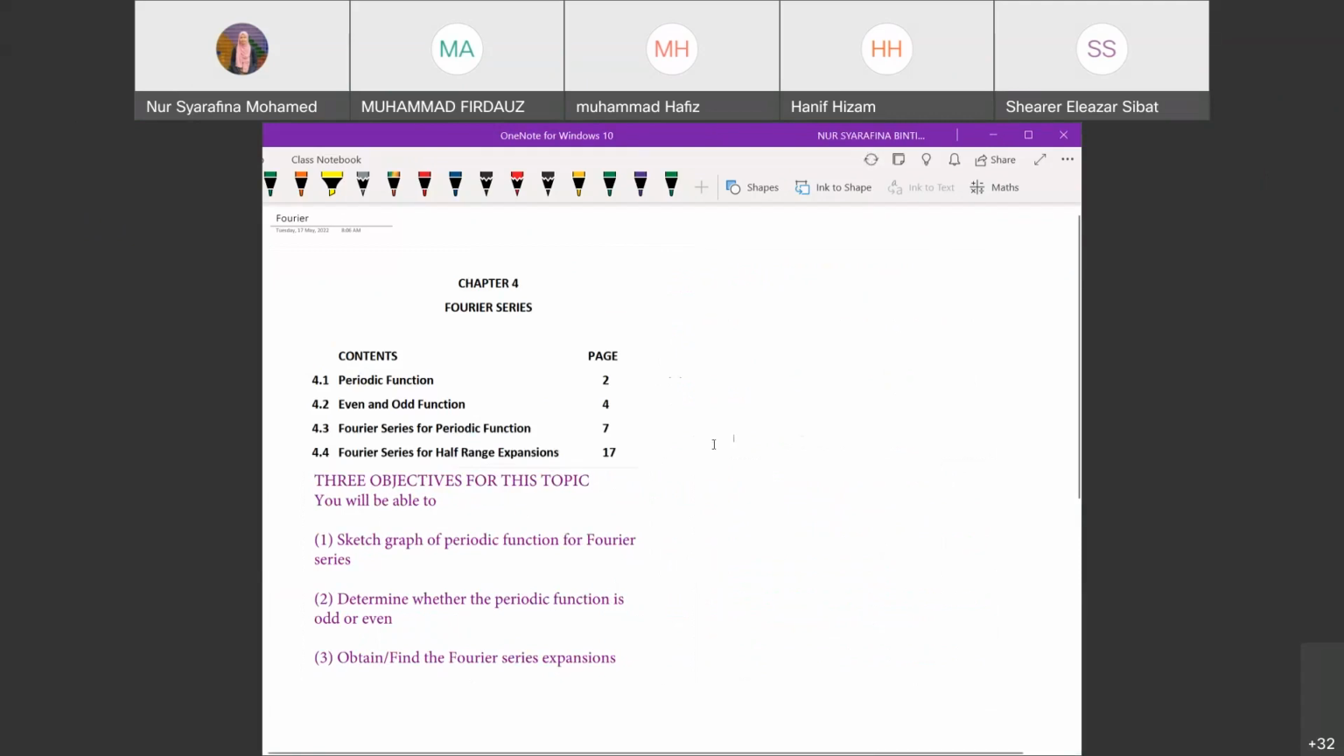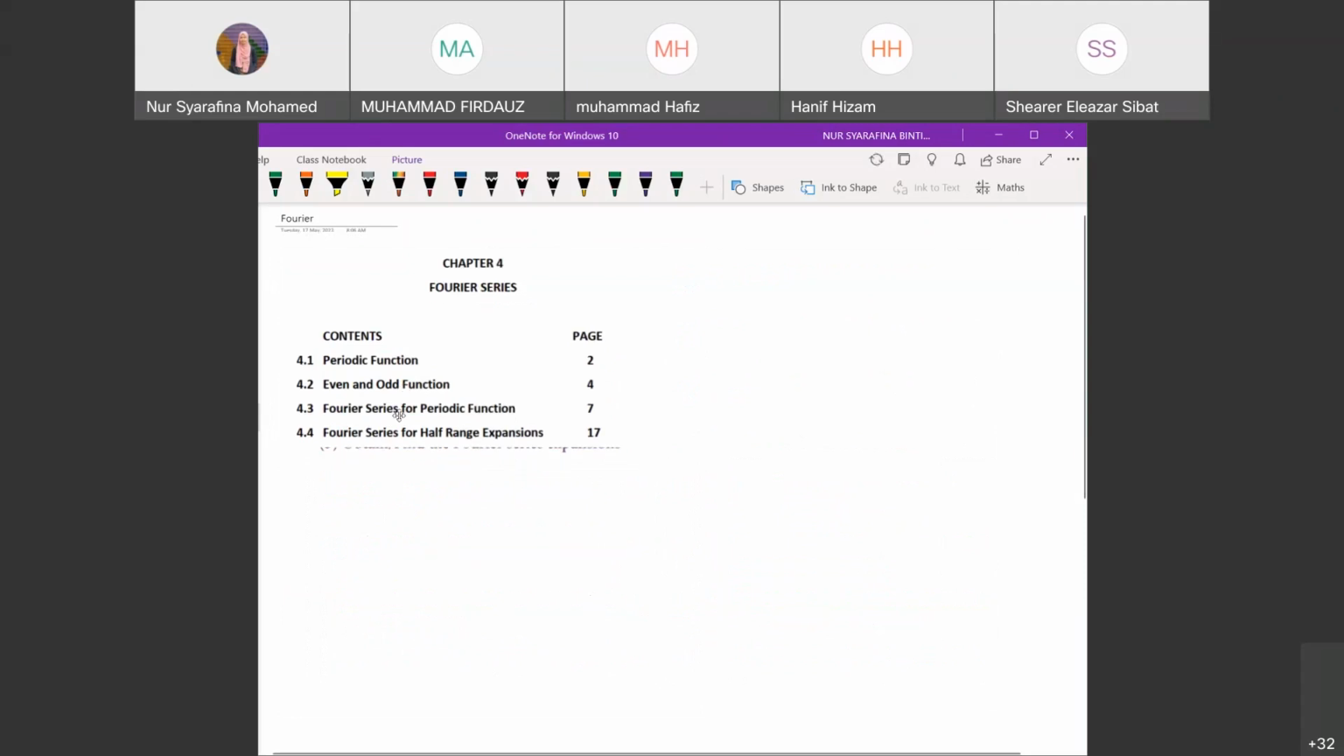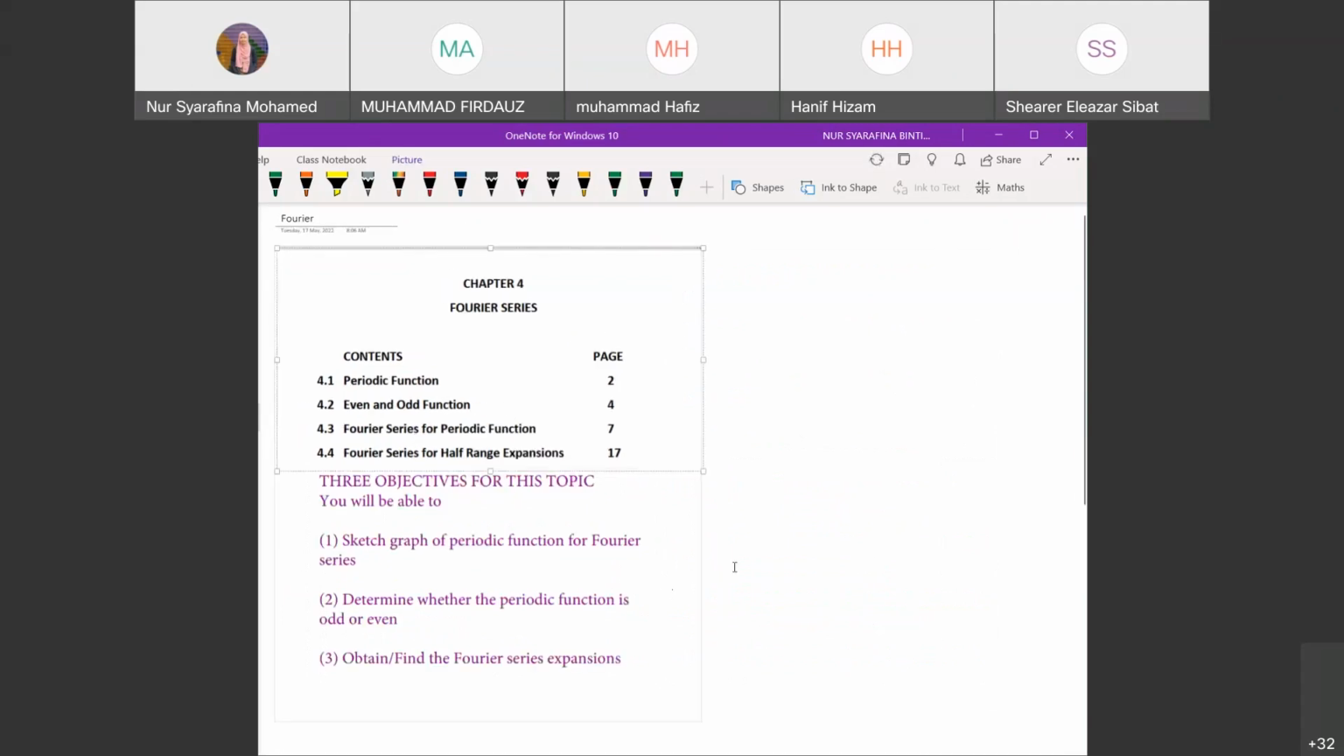In Fourier series, what we're going to learn is about the periodic function and how to apply the Fourier series to periodic functions. Then you have to know the even and odd functions. Then we can find the Fourier series for periodic functions and the Fourier series for half range expansion. So what is Fourier series actually?